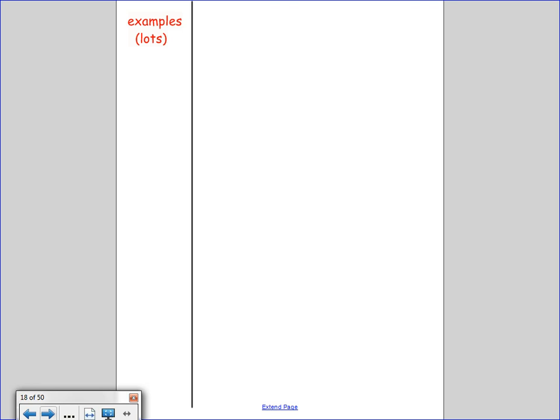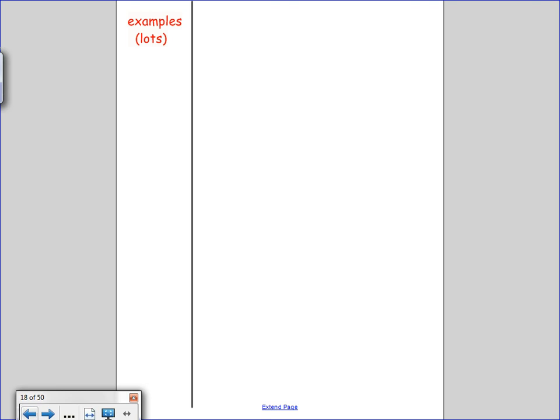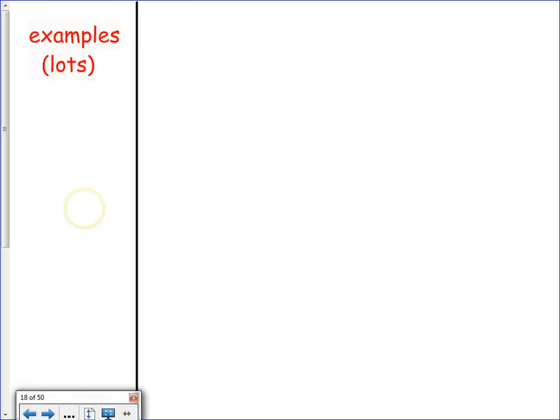Okay. Let's see if I have numbers on these first. Nope, I don't. Okay. Number 1. We'll start easy. Someone tell me something that I can use to solve this integral. Don't go straight to an answer. I don't want to hear the answer.